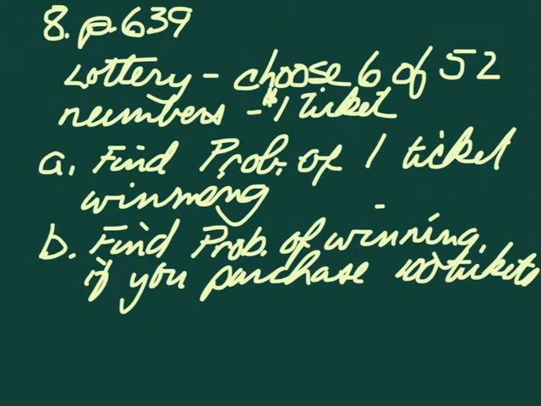So this last problem, suppose you have a state lottery, and suppose this lottery has 52 numbers, and to win the lottery you have to pull 6 numbers out. Now, just so you know, each ticket's $1. What you want to do is find the probability of winning when you purchase 1 ticket, and then find the probability of winning if you purchase 100 tickets. So we'll set this up and solve it.